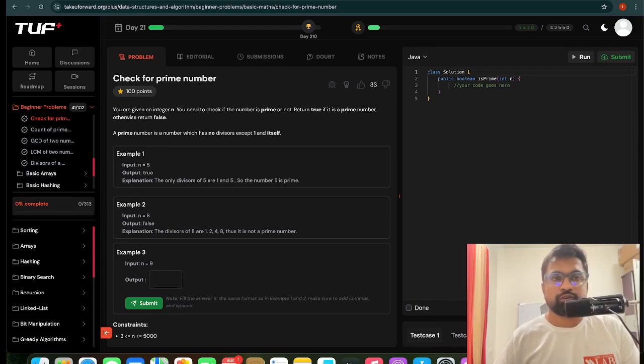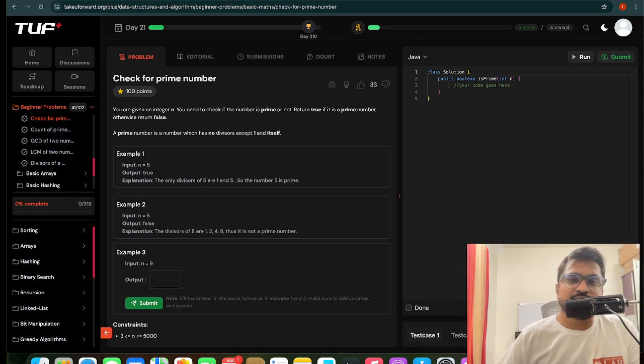So today we are going to see the GCD of two numbers problem from TUF Plus. So let's try to understand it. Here we are given two integers n1 and n2, and we need to find the greatest common divisor of the two given numbers, and we have to return that particular number. And what is the greatest common divisor? It is the largest positive integer that divides both of the numbers that are given, n1 and n2.